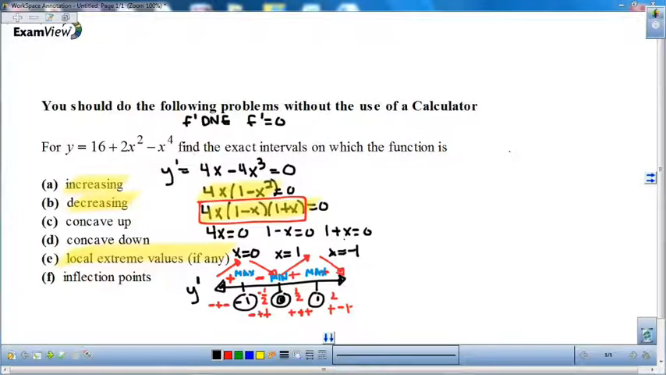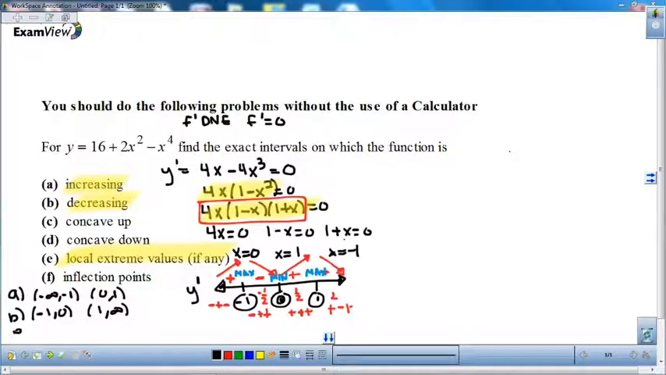So for part A, it asks when is it increasing? It is increasing in the intervals negative infinity to negative 1 and 0 to 1. Part B asks where is it decreasing? It is decreasing between negative 1 and 0 and 1 and infinity.